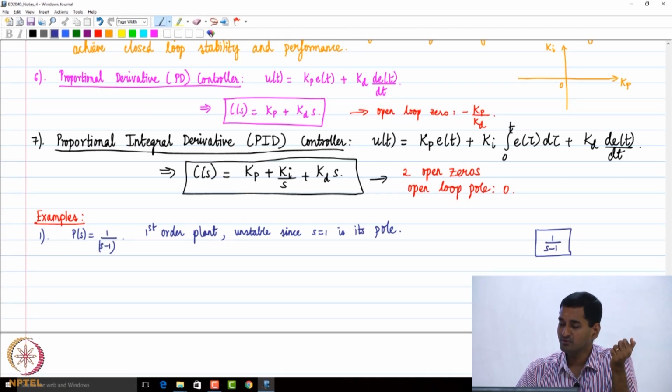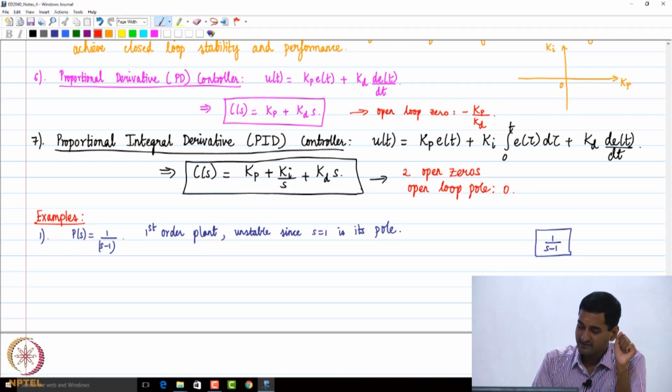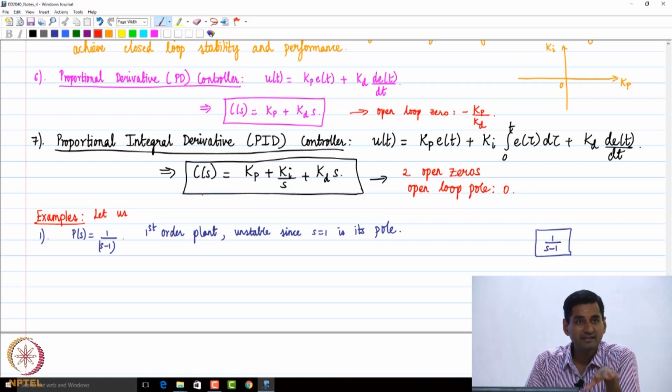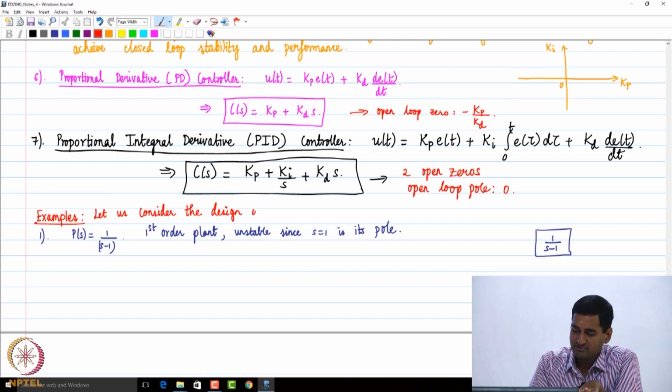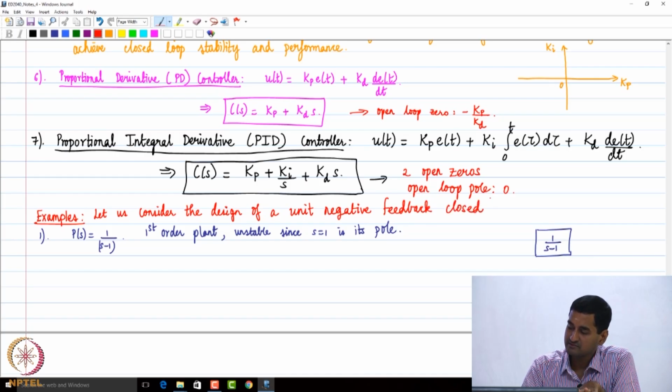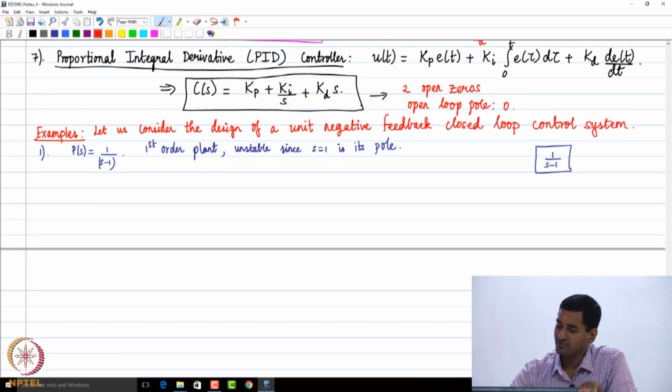So let's try to design a closed loop unity negative feedback system. As a common condition for all these examples, it's not always necessary, but here we consider the design of a unity negative feedback closed loop control system. So this is y of s, and the input to the plant is u of s. Let's say I have a reference input r of s.